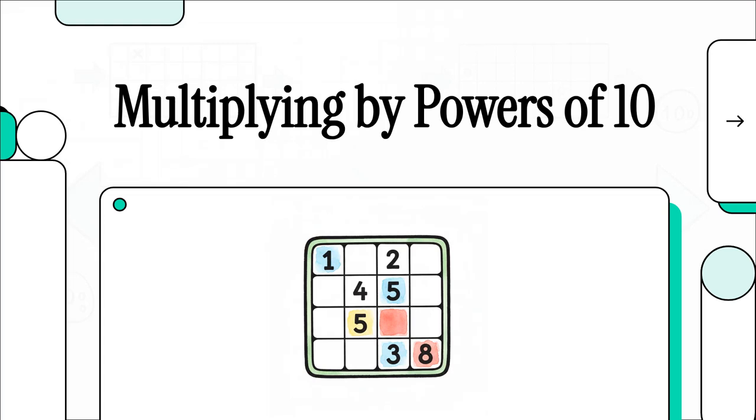Have you ever looked at a really big number, like the distance to the sun, and your brain just kind of goes fuzzy? Well, today, we're going to unlock a super simple trick that makes those giant, scary numbers surprisingly easy to deal with. Let's get right into it.